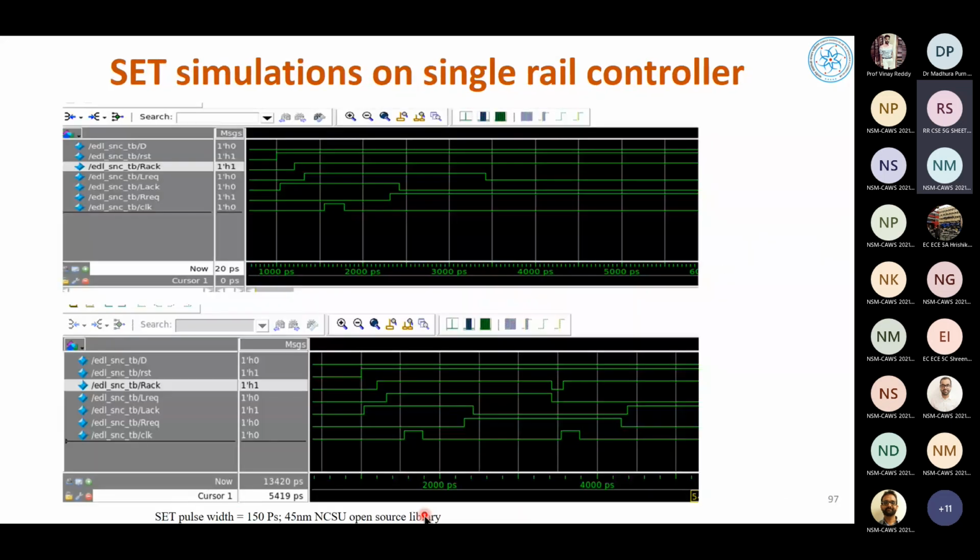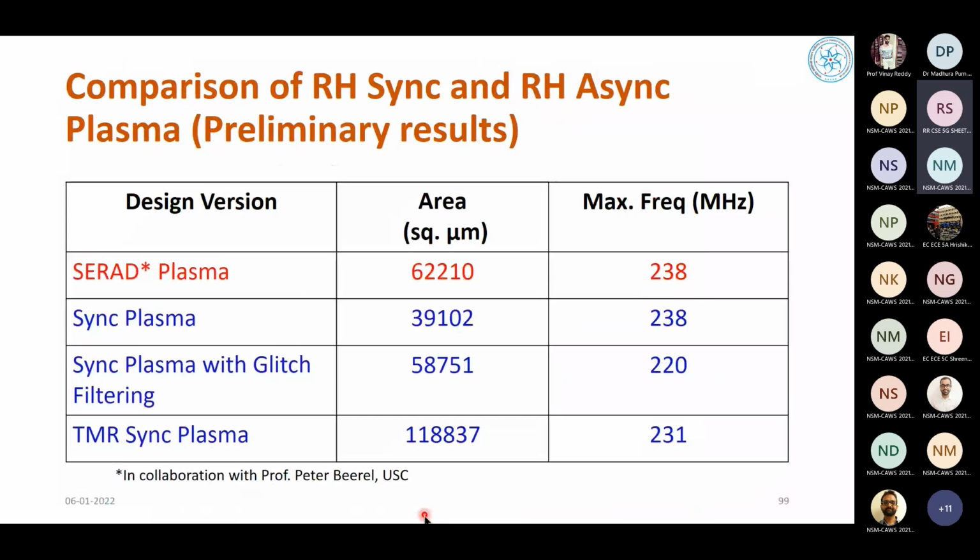Okay, so as you can see, we have done a lot of simulations. This is what I wanted to show. We have taken a Plasma processor here as an example. It is a 3-stage processor. Again, it is available on OpenCores.org.